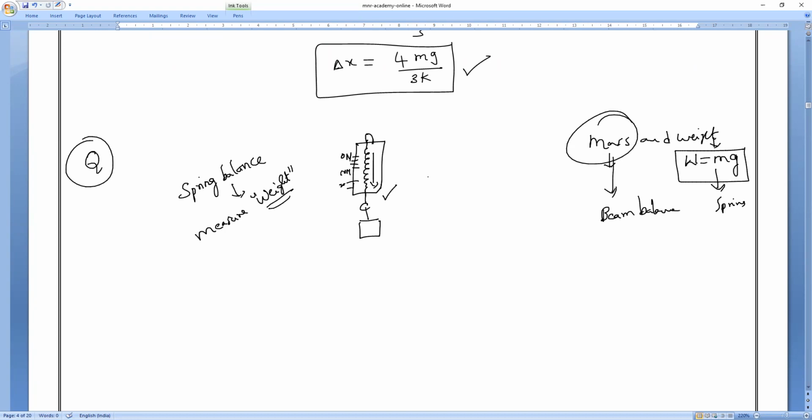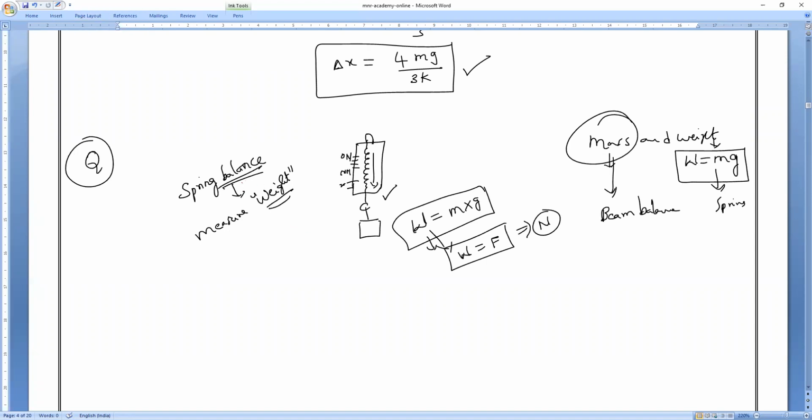Everyone knows or not? So the spring balance is used to measure the weight of the object, mass into acceleration due to gravity. So weight is equal to force. You might have studied that both units are newtons only.